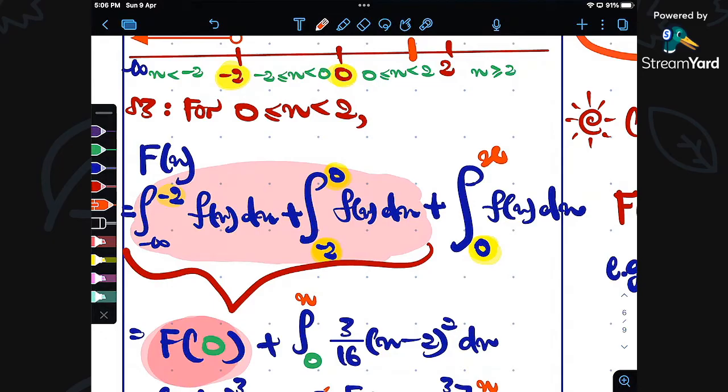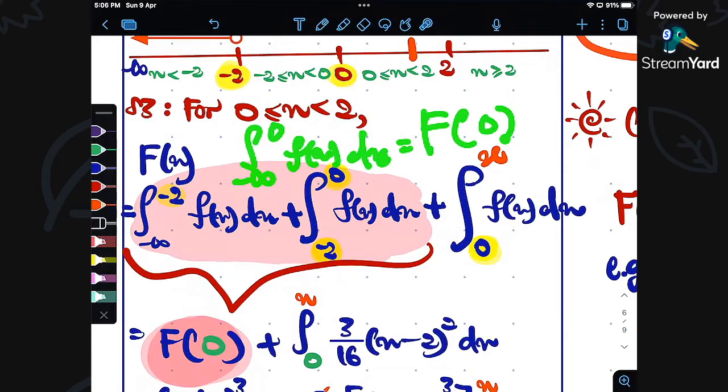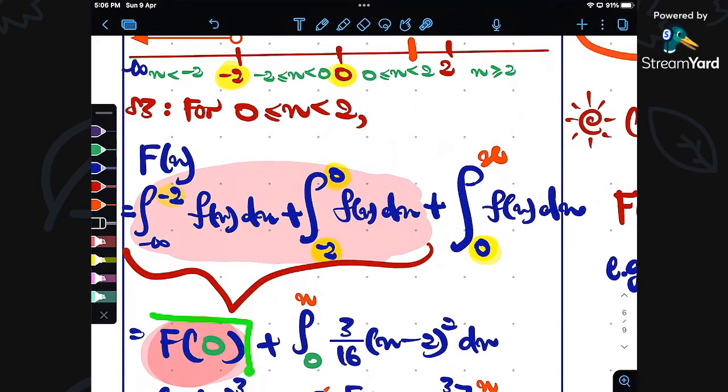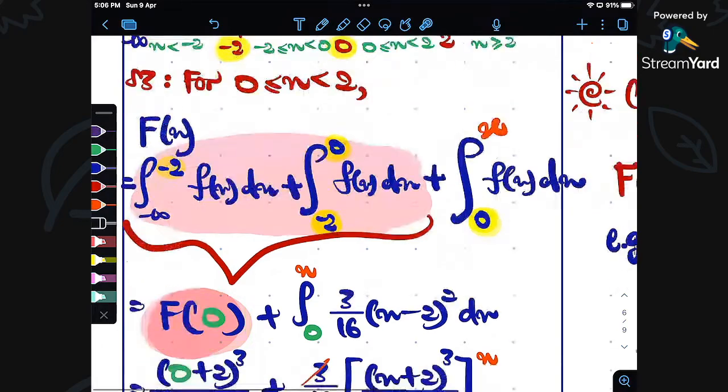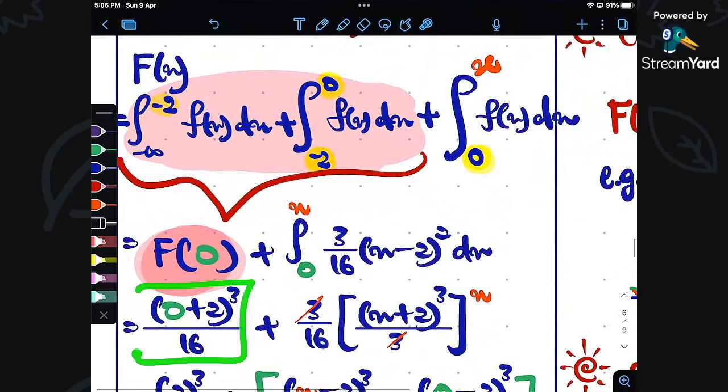If I write it again here, the integral from negative infinity to 0 of the function f(x) dx will give you big F(0). So actually, two terms of this represent the big F(0), and so I know it directly. I can just put big F(0) and directly get my answers. And how do I know this? I know this from step 2.